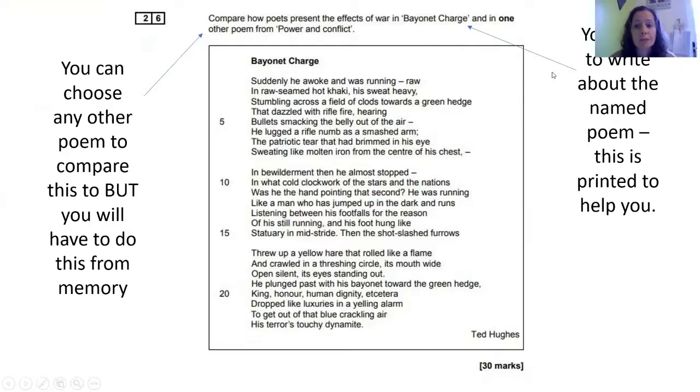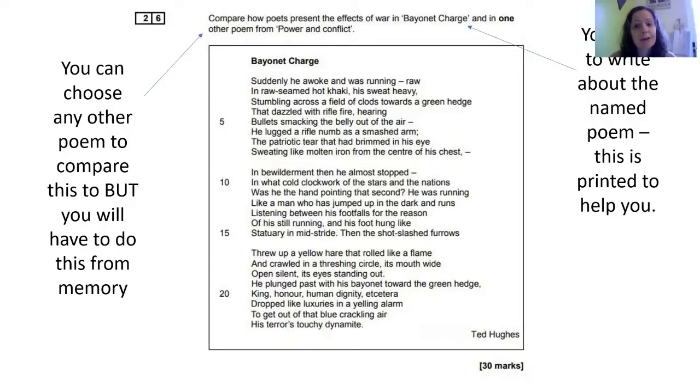That's not negotiable. In this exam, you would have to write about Bayonet Charge or whatever poem is named. And there's 15 poems, so any one of them could be that named poem. To help you with that, it is printed in the exam. So you've got that first one. And if I was taking this exam, my first step would be annotating the keywords and phrases to start planning my essay answer.